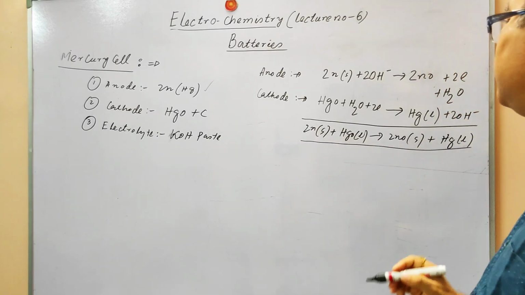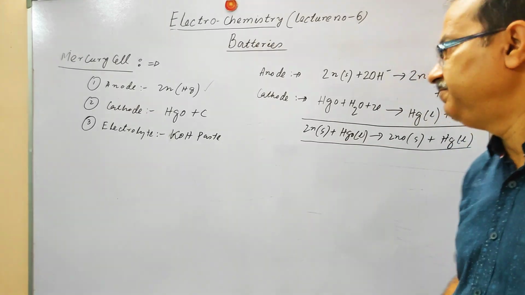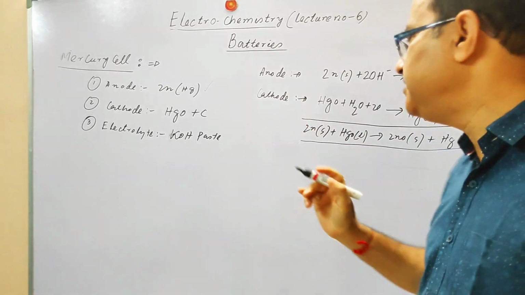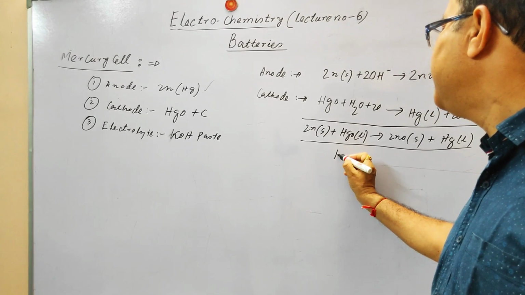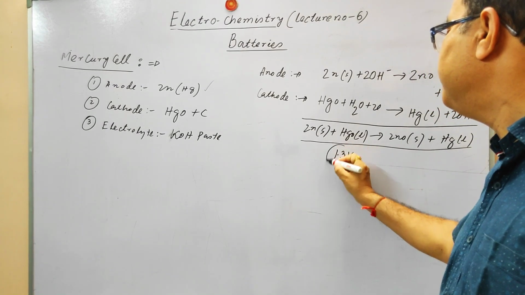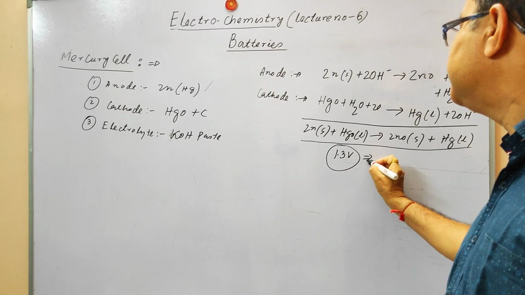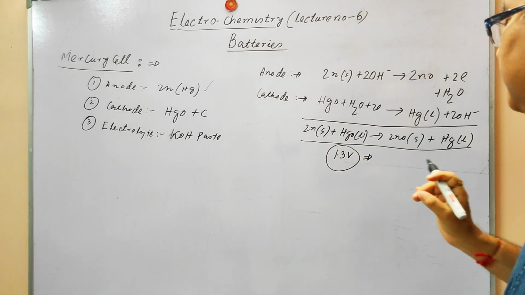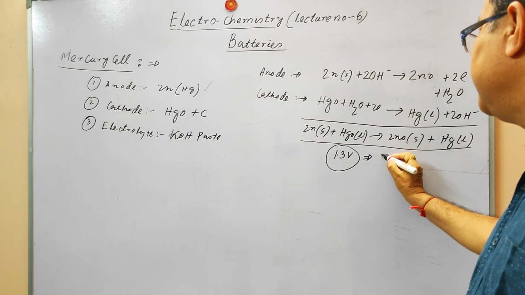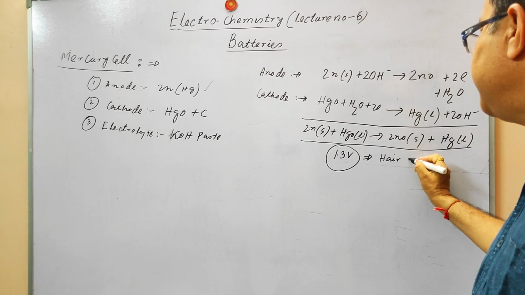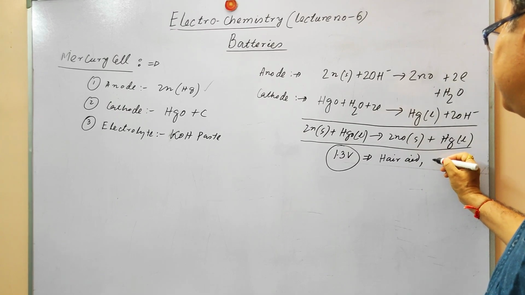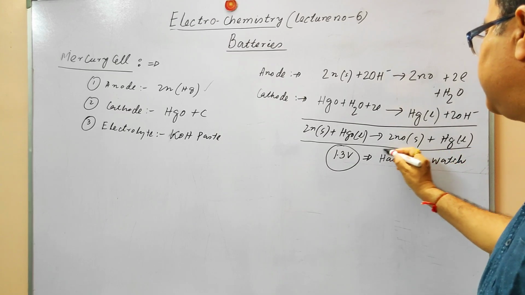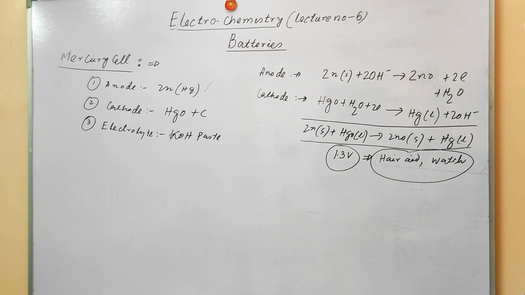So this is the overall reaction of the mercury cell. Its voltage is slightly less than the dry cell, 1.3 volt, and it is basically used in those devices where you need lesser current, like your hearing aid. You will use this in a hearing aid, and also in your watch, where the necessity of electric current is less.